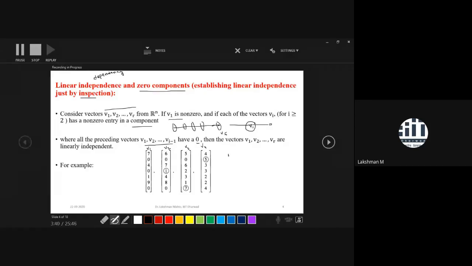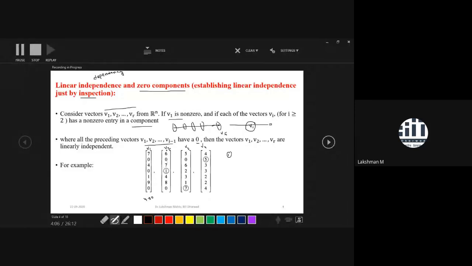So what does the algorithm say? First approach: see v1. Is v1 zero? No, v1 is non-zero. So first write down that v1 is a non-zero vector. That is fine, and it means we can proceed further. There is a possibility of getting linear independence if v1 happens to be non-zero. Now we will come to v2.